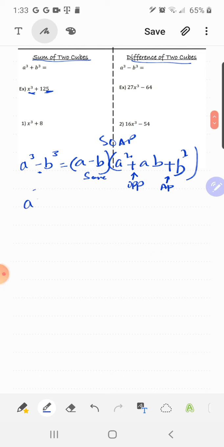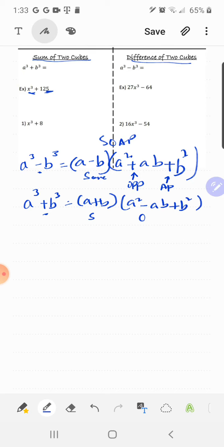Same way, if we try a cubed plus b cubed, it is a plus b times, same sign as this, and a squared minus ab, so this is opposite sign, plus b squared. These two formulas must be memorized. They'll be really handy when you remember them, and they can be used for tons of problems.